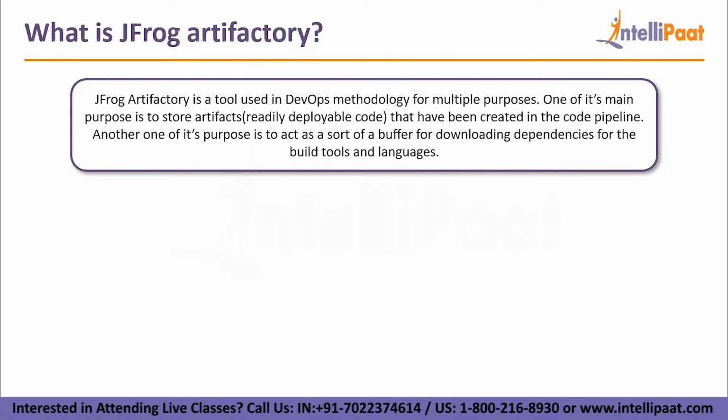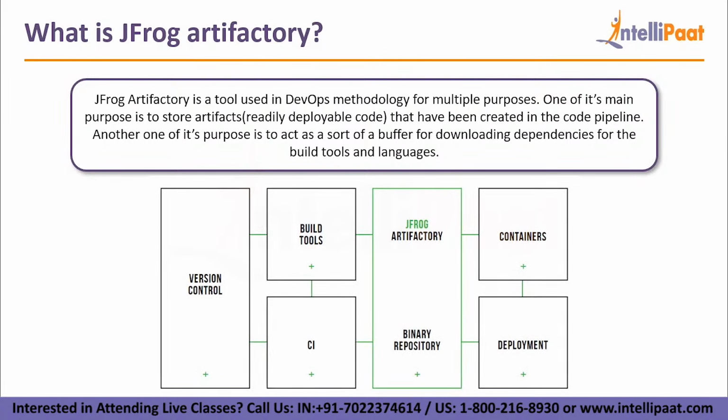Now JFrog can be easily integrated in a code pipeline. As you can see here, first the version control gives the latest source code to the build tool, and the build tool builds it and produces a resulting artifact, which is then stored in JFrog Artifactory. And if deemed worthy, JFrog will send it to the deployment. This is all done with the help of the continuous integration tool, which could be Jenkins, TeamCity, Bamboo, or XL Deploy, whichever software tool you are using for continuous integration.